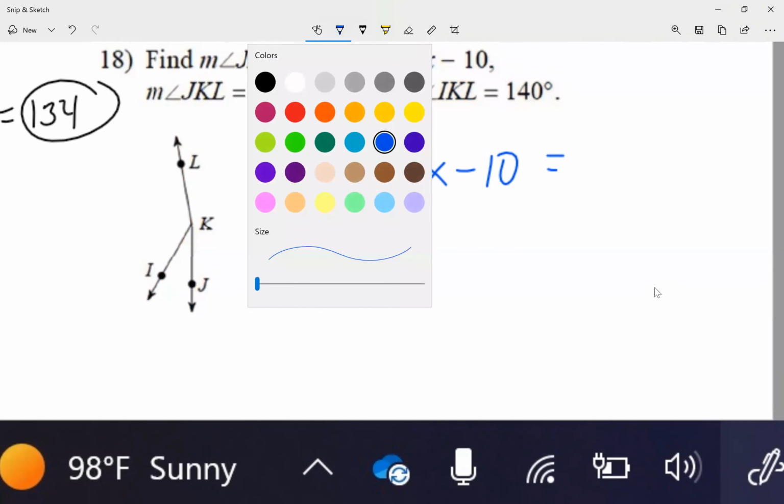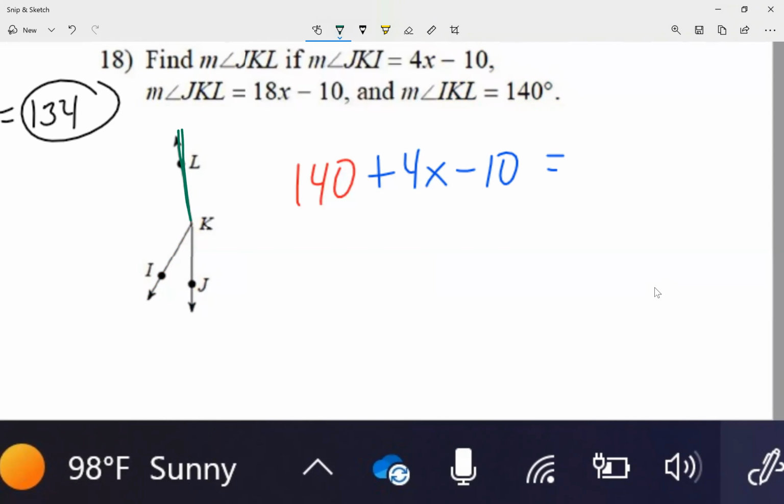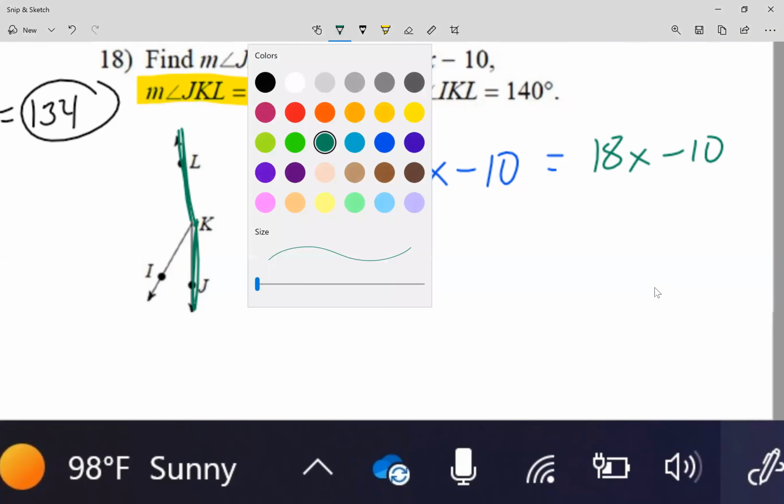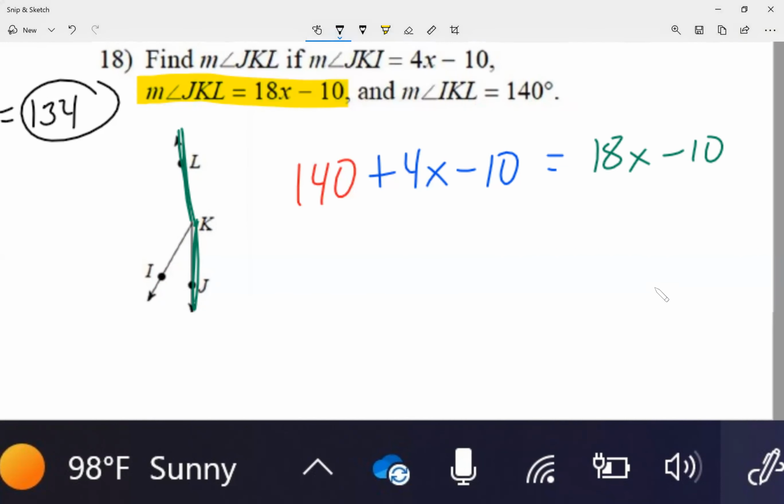Now the big angle, it's this one. Am I using the letter I on that one? No. I'm going to call this angle either LKJ or JKL. In this case, let me call it JKL. So the big angle, it's 18x minus 10. So notice how I added two small angles and equals a big angle. Okay, let me separate my sides to the equal sign.